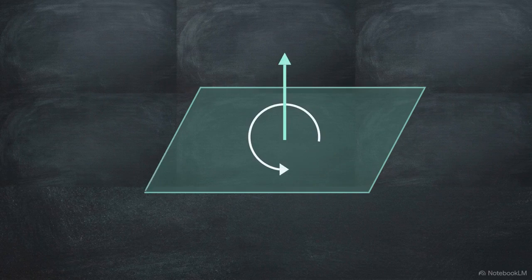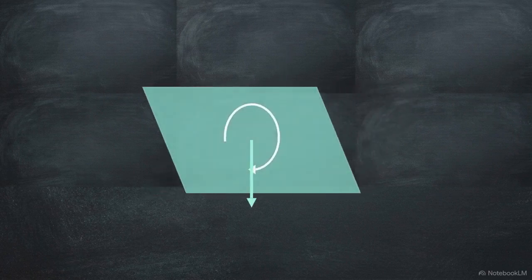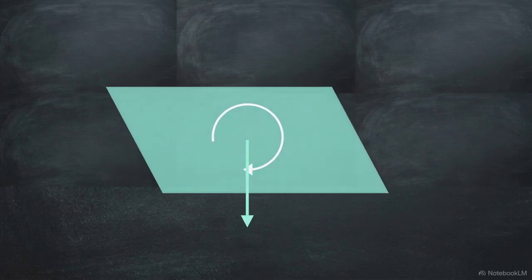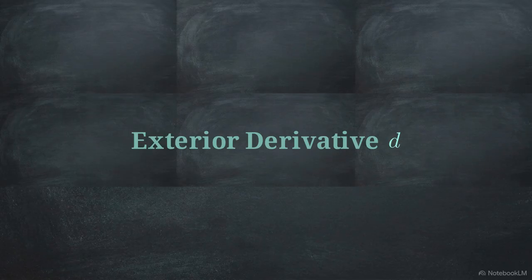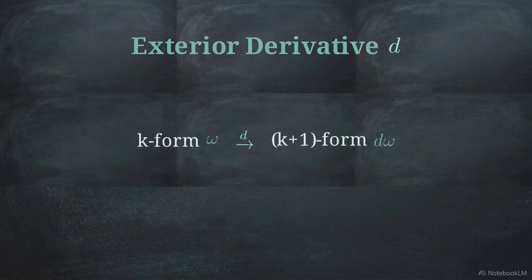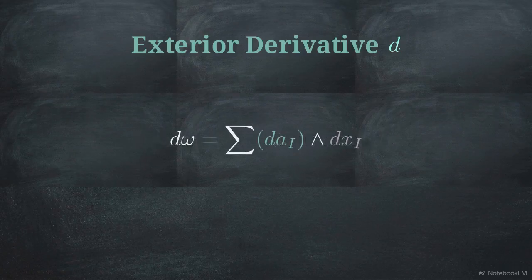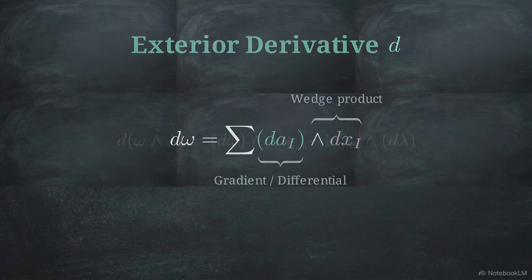Swapping coordinates in a wedge product corresponds to a reflection in space. By flipping the sign whenever variables swap, this algebra automatically tracks the orientation of paths and surfaces. Differentiation is handled by the exterior derivative, d. It takes a k-form and produces a k+1 form by differentiating the coefficient function and wedging it with the existing differentials. This follows a modified product rule.